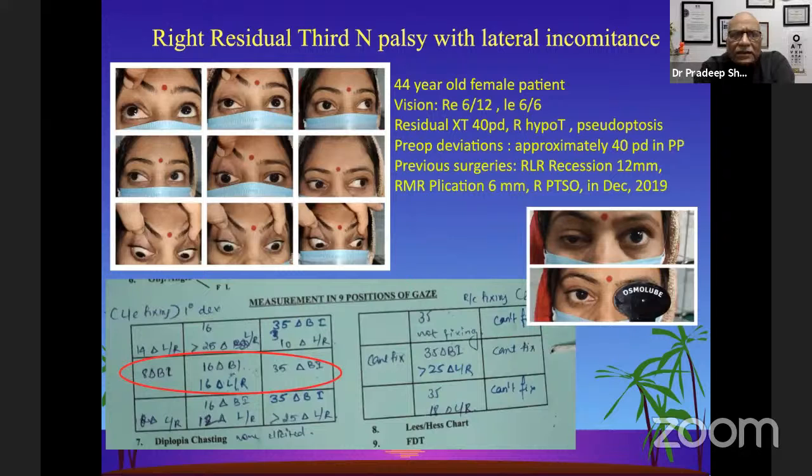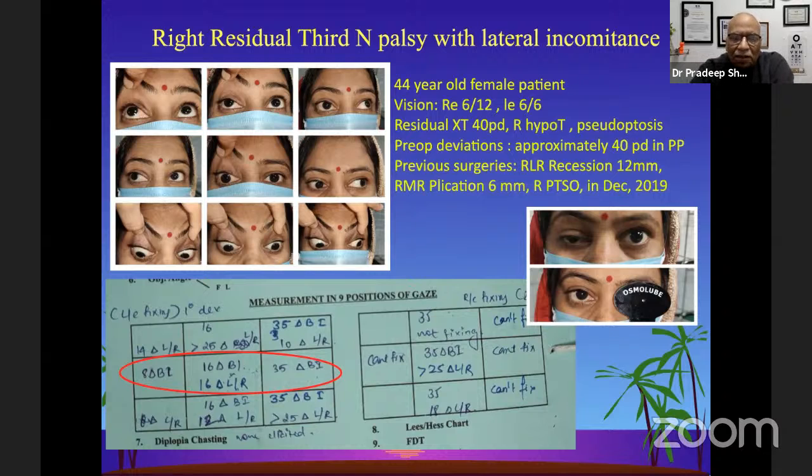And another interesting case I would just show you here. A 44-year-old female patient had an exotropia. She was operated earlier, but she was partially corrected. Now, in the other eye we wanted to operate, but there was another catch here. If you see the 9 gaze positions, in the dextro gaze she has an 8 prism base-in. In primary position, there is a 16 prism base-in, and there is a 35 prism base-in in the lateral gaze.